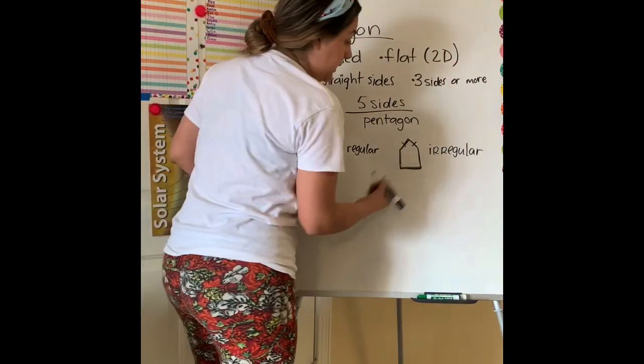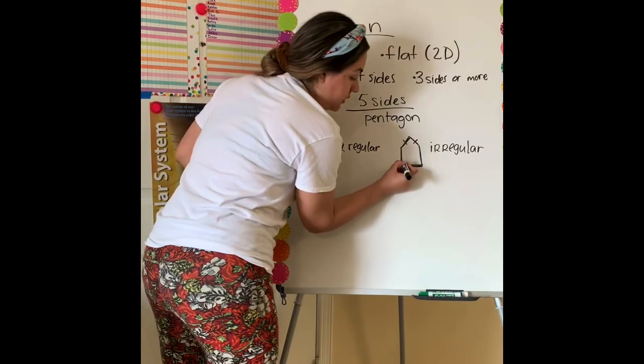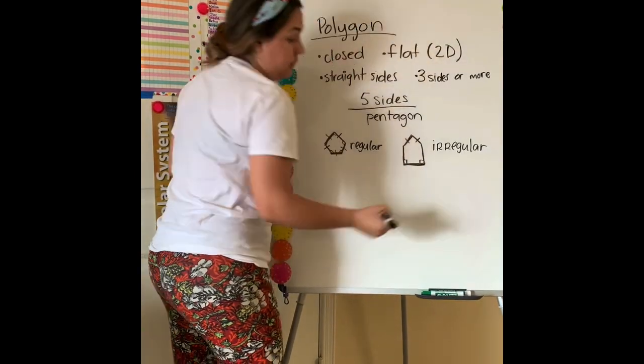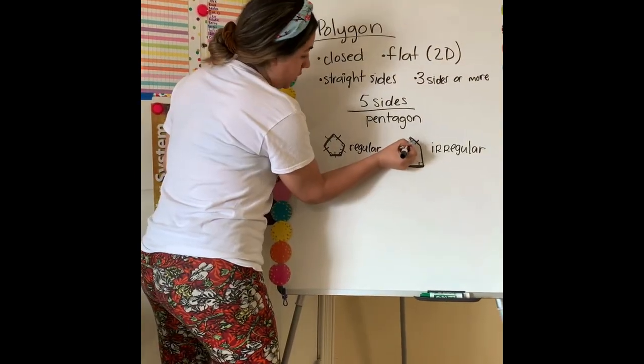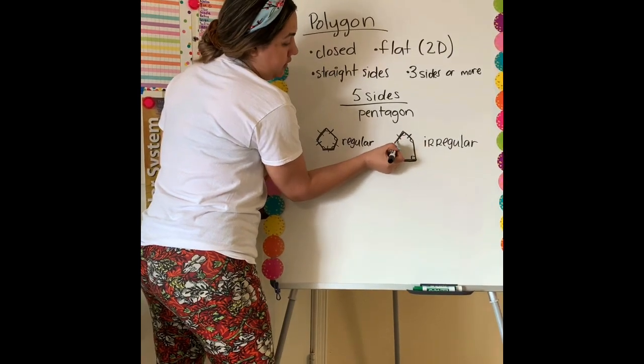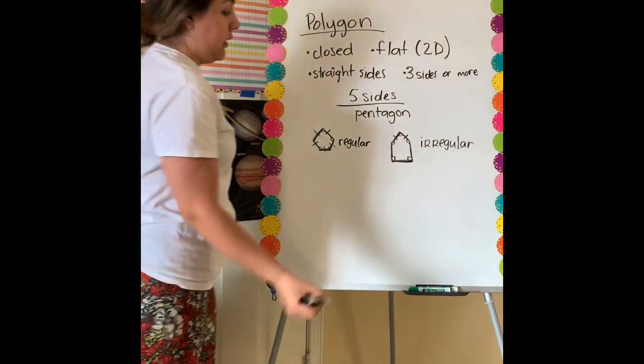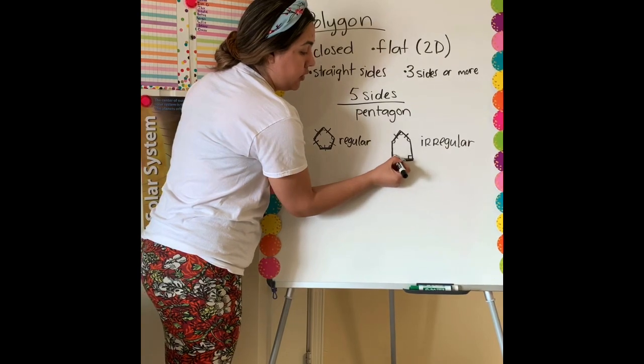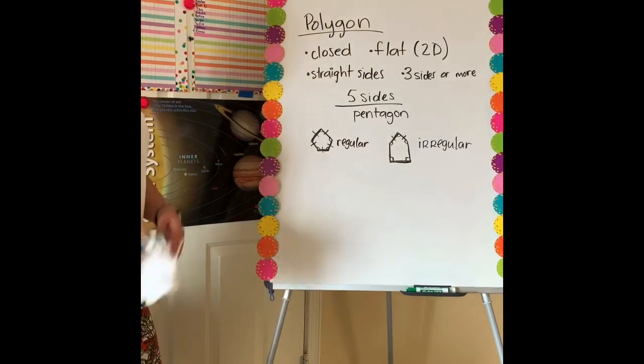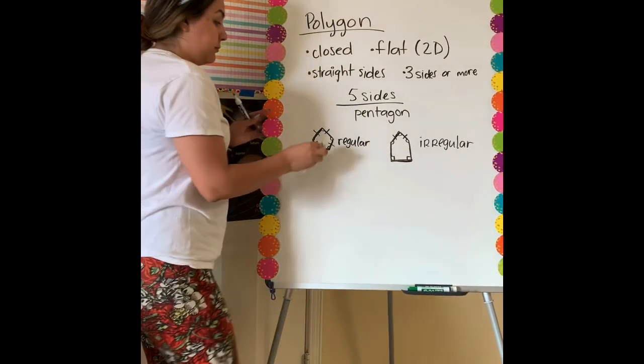Okay? Now, does this have square corners? Yes, it has square corners. It has this one and this one. This is not a square corner. This is not a square corner. This is not a square corner. Okay? There's only 2 square corners right here. So that's it for the 5-sided.